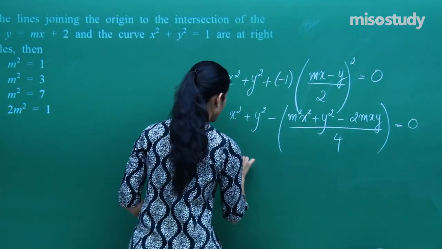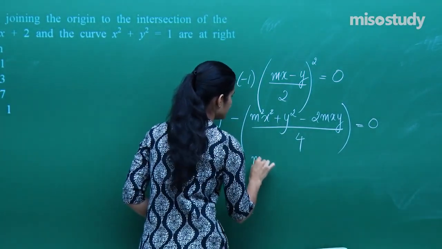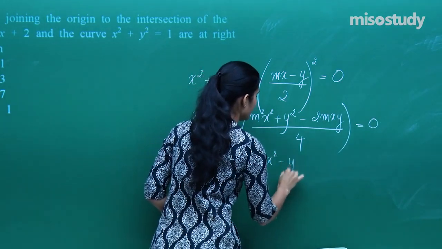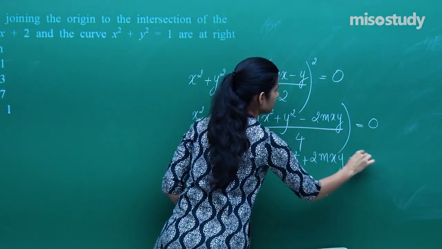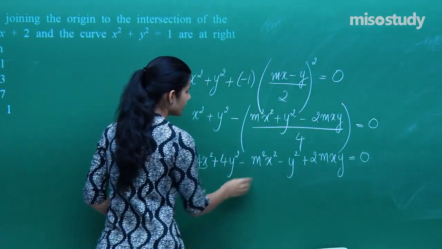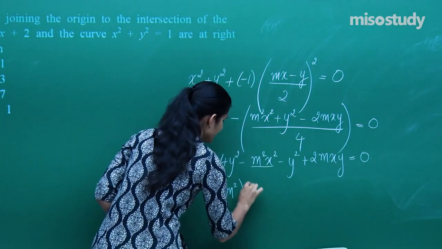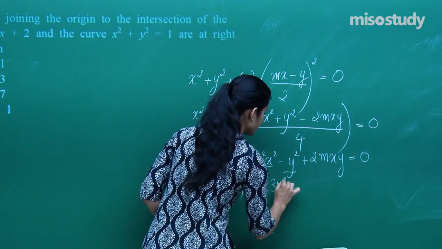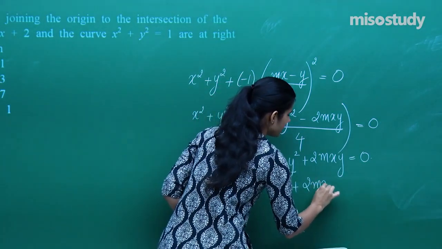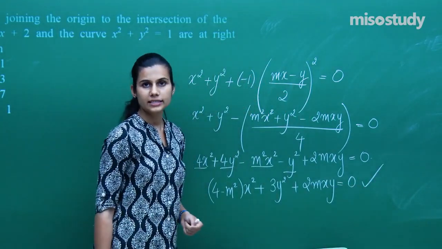So this gives you 4x square plus 4y square minus m square x square minus m square y square plus 2mxy equals 0. So you get 4x square minus m square x square. So 4 minus m square x square plus 4y square minus y square, which is 3y square, plus 2mxy equals 0. This is the joint equation of those lines.